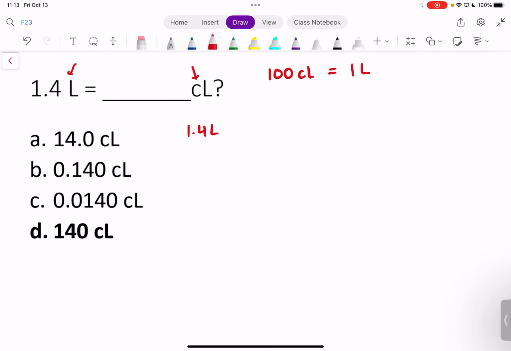It could have been meters: 100 centimeters equals 1 meter. 100 centigrams equals 1 gram. That's your base unit. So that's just a little review there.